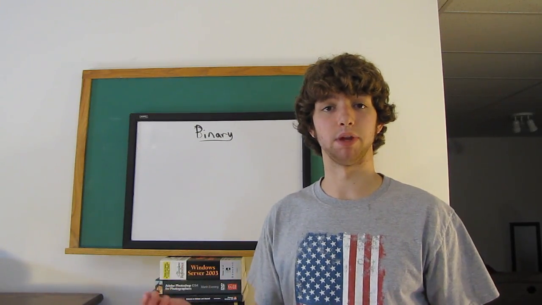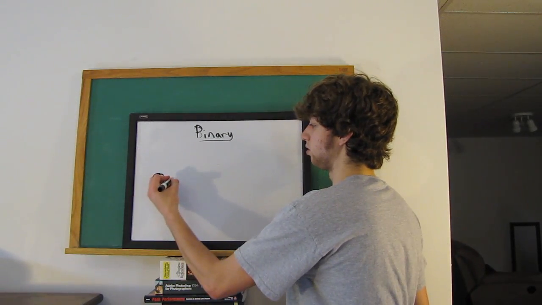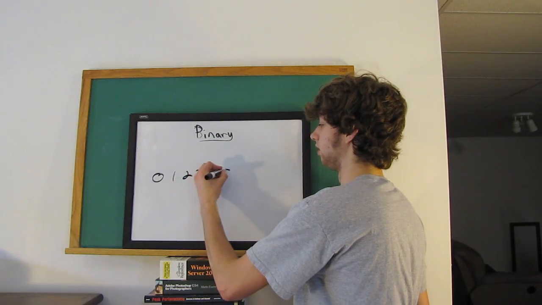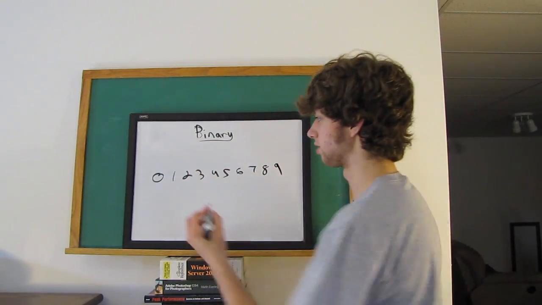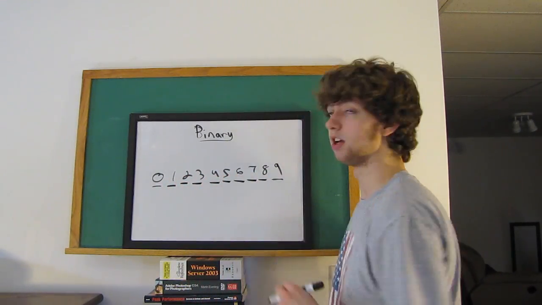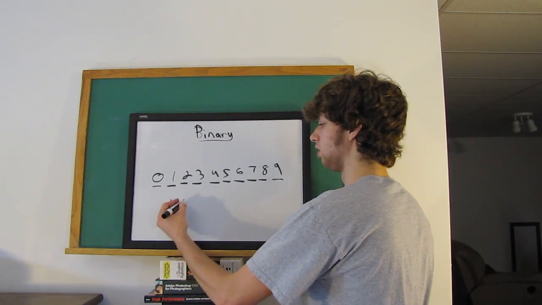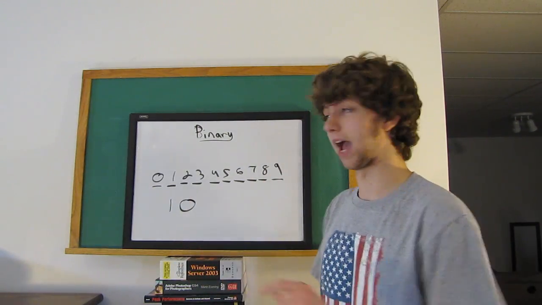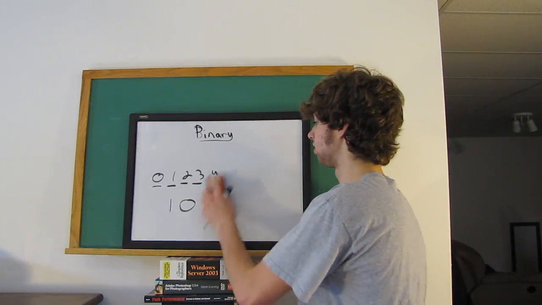Just like we have a base 10 decimal system, we have 0, 1, 2, 3, 4, 5, 6, 7, 8, 9. This is 10 digits, because we have 10 total possibilities. Once we get to 9 and then go one more, we get 1, 0. So we add an extra digit. Well, binary works in a similar fashion.